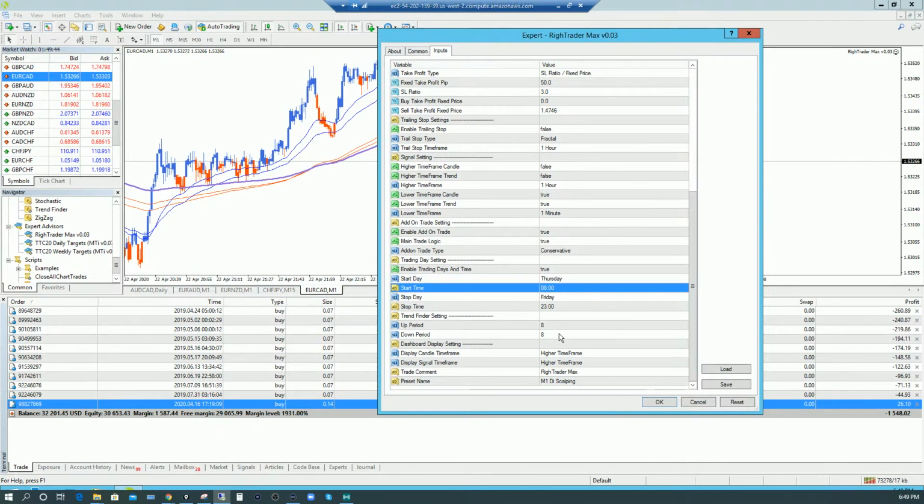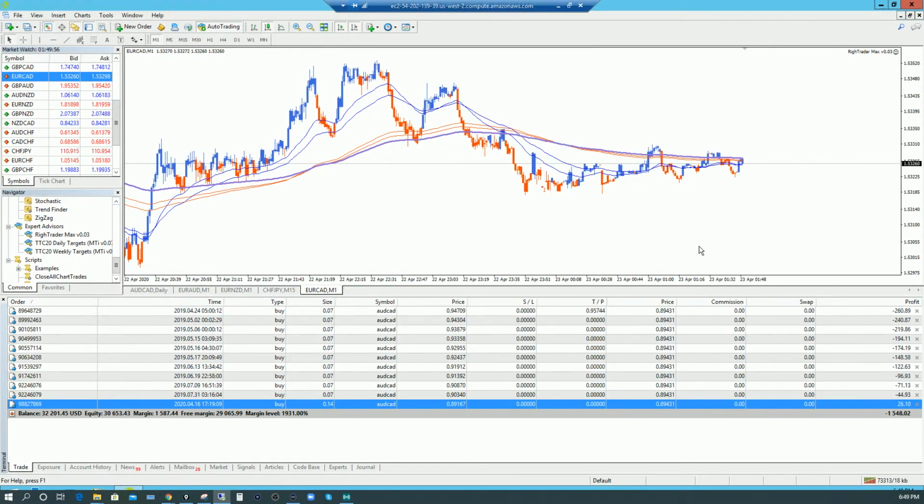So I'm going to set it for 2 o'clock in the morning, and let's see here. We can set that to lower time frame. All right, lower time frame. All right, we're good. I'm going to go ahead and say OK to that.